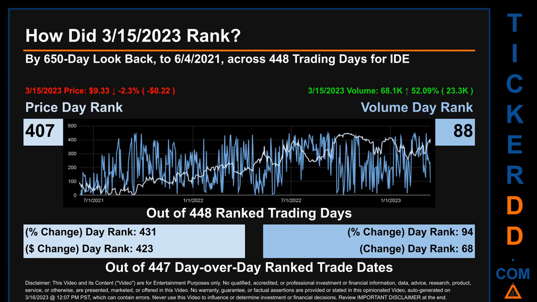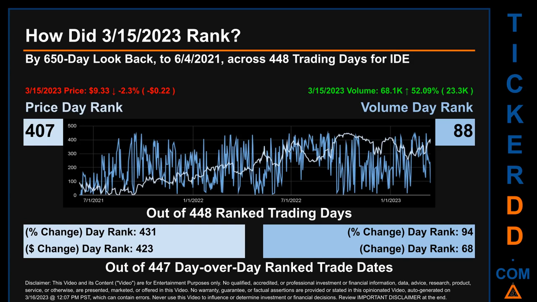How did March 15, 2023 rank for IDE? By 650 calendar day look back to the 4th of June 2021, across 448 trading days, of which March 15, 2023 price ranked 407 while its volume ranked 88. Each of the 448 trading days were ranked amongst themselves by highest end-of-day price and volume, with a rank of 1 being the highest and 448 being the lowest ranked day.